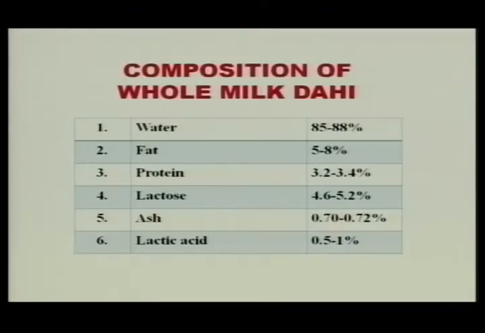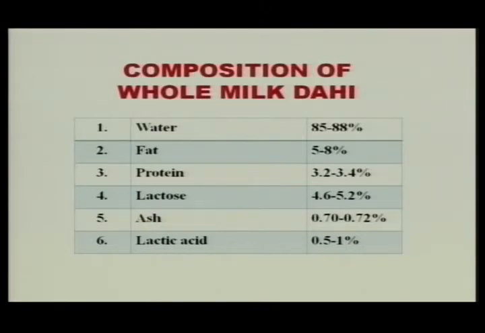Now we come to the composition of whole milk Dahi. In case of whole milk Dahi prepared from buffalo milk, the water content will be approximately 85 to 88%. Fat percentage may vary from 5 to 8%. It all depends on the composition of milk, or the fat percentage of milk, which is being subjected to Dahi manufacturing. The protein content is almost the same as in milk, that is 3.2 to 3.4%. Lactose, which is the milk sugar, varies between 4.6 to 5.2%.